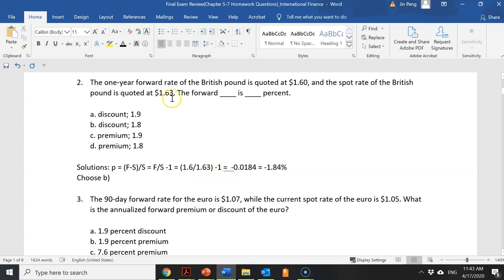Okay, it's a 1 year forward rate, so it's already annualized. And this gives us negative 0.0184, which equals to negative 1.84%. So we can choose option B here.